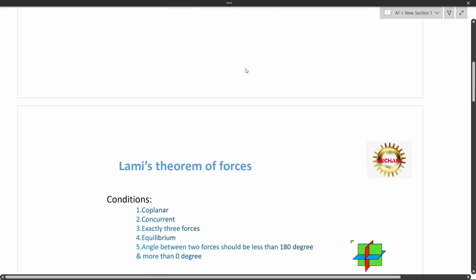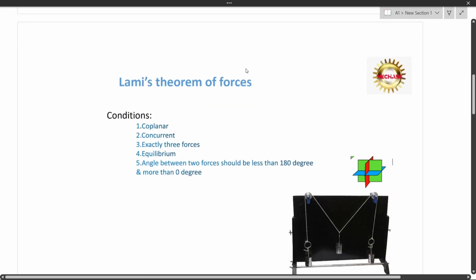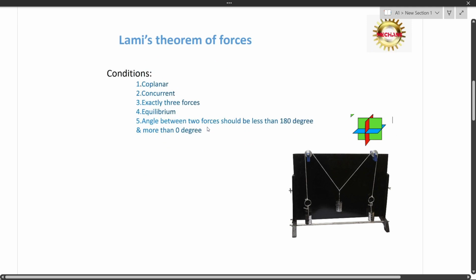In this video, we are going to learn about an interesting theorem related to forces. Lami has found some interesting and very important relations between forces. To apply Lami's theorem, we should have some conditions which should be satisfied. I will explain all these conditions using this practical setup of Lami's theorem.